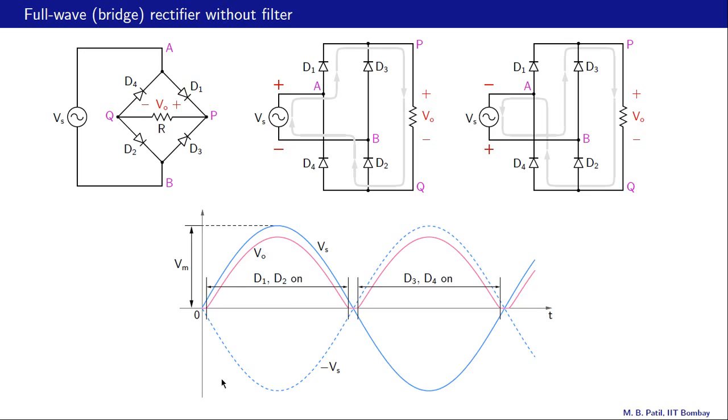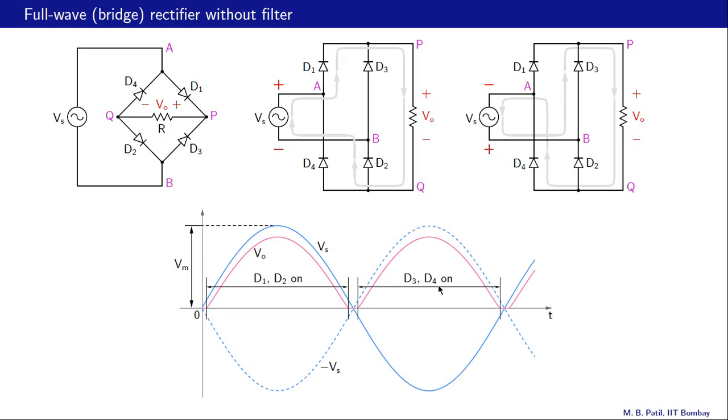Let us look at the waveforms now. The blue curve is the input voltage Vs, and that goes from plus Vm to minus Vm. The dashed curve is minus Vs. In the first half cycle, when Vs is positive, we have seen that D1 and D2 conduct, and in that case Vo is nearly equal to Vs, and that is what we observe over here, and the difference between these two is the V on drops across the diodes.